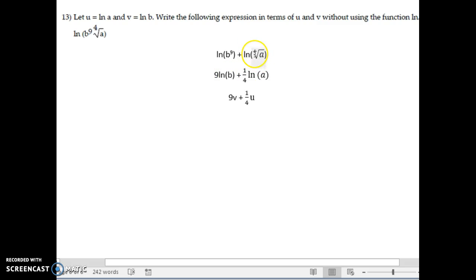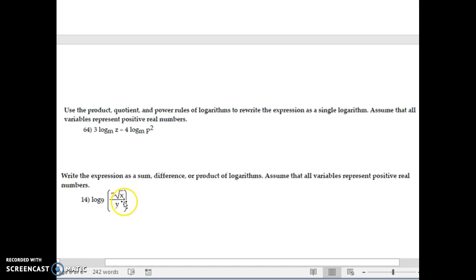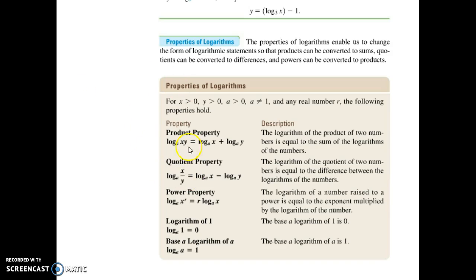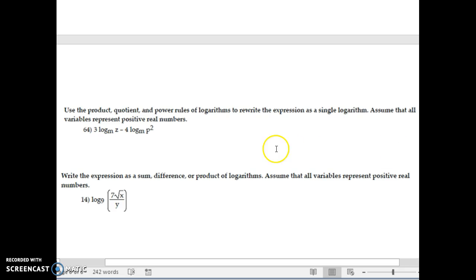And another way to write the 4th root is the 1/4 power, the 1/4 exponent. So we're bringing the 1/4 down in front. And now for this particular problem, they just wanted us to rewrite ln of a as u and ln of b as v. So I just make that substitution here to get the final solution. These two problems are going to similarly rely on the properties of logarithms, just to manipulate and rewrite the log in the way that they want.